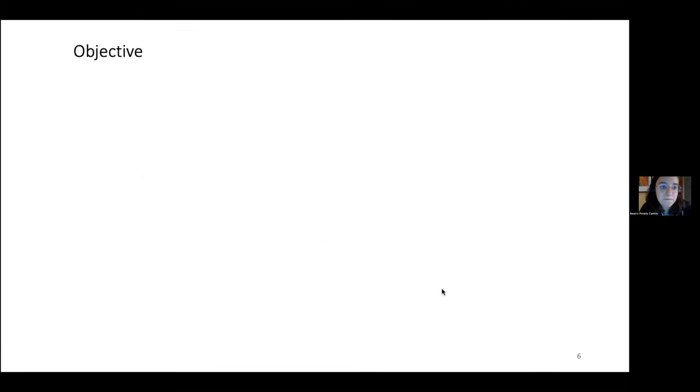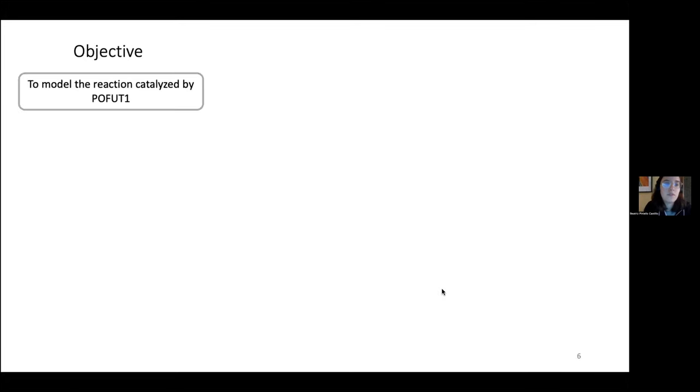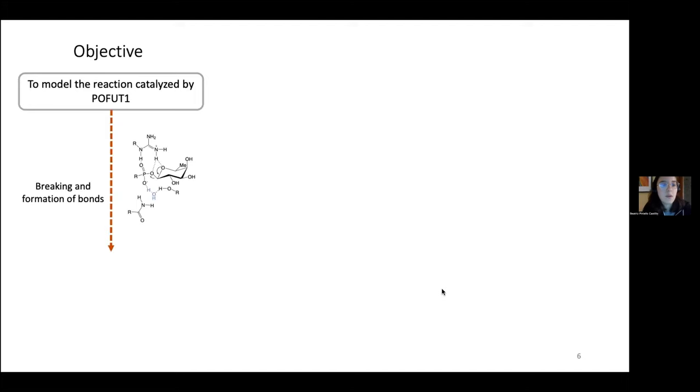Okay, so the objective, the main goal of our investigation was to model the reaction catalyzed by PFOT1 and to see if maybe it was one of these two proposals or maybe something else. So obviously, to study a catalytic mechanism, we need to allow the breaking and formation of bonds in our simulation. So we need quantum mechanics.